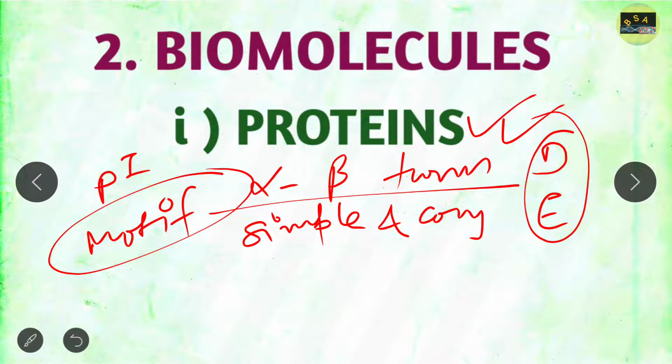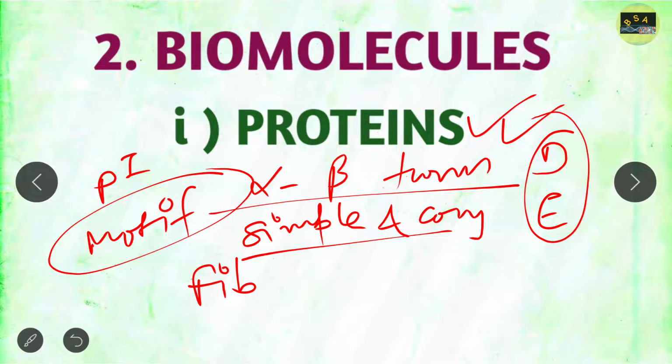In simple and conjugated proteins, you will find many glycoproteins, metalloproteins, and hemoproteins. For example, metalloproteins include alcohol dehydrogenase and nitrogenase. You should know all these names. And apart from this, fibrous and globular proteins.